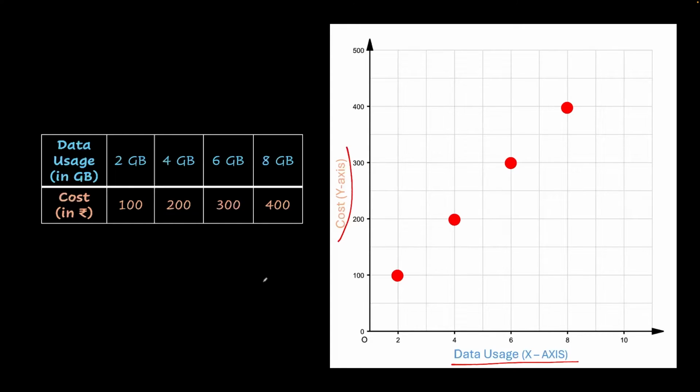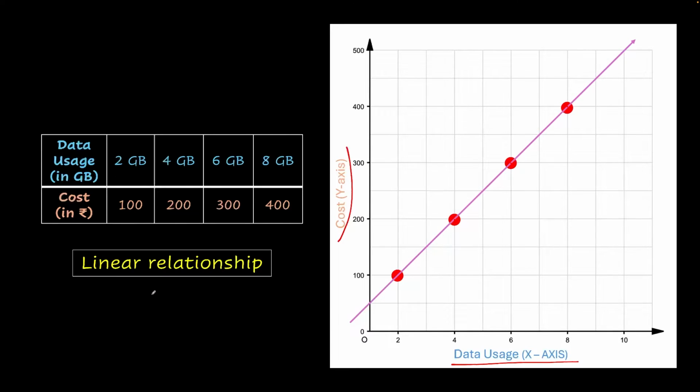Let's draw a line through all these points. And as you can see, we get a perfectly straight line connecting all these points. And that's why this kind of relationship is also called a linear relationship. The word line is where the word linear comes from. Let's look at some questions to understand better.